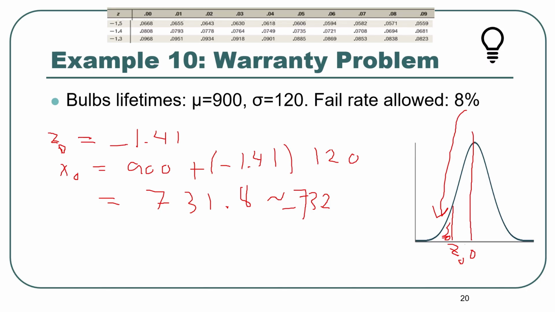So the warranty should cover 732 hours only, so that only 8% will be covered by the warranty. 8% of the distribution or of the production of this company.